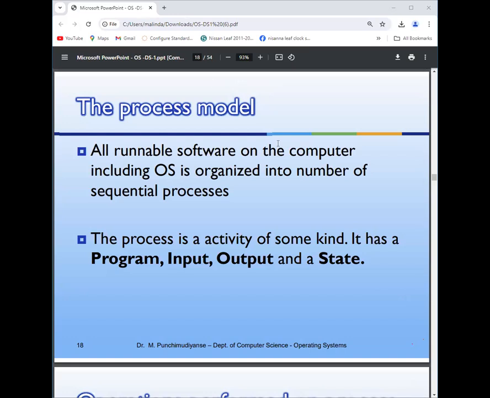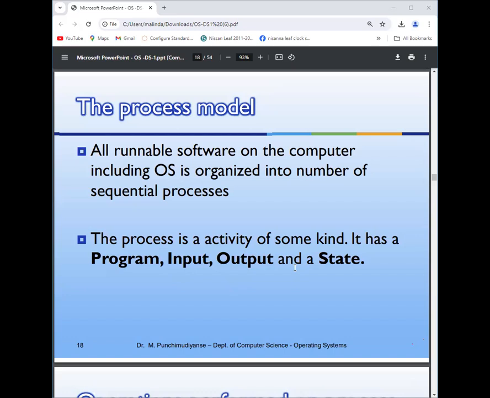So the process is an activity of some kind, and it has several components. First is the program, what it is doing. The second one is the input, I mean the data and various other things that are needed for carrying out the task. And the output means, after the task is finished, what is the output.